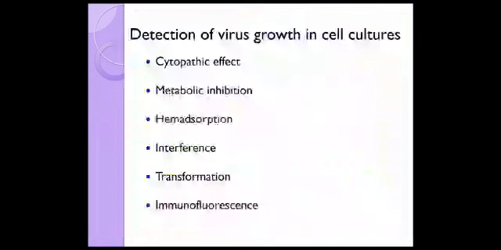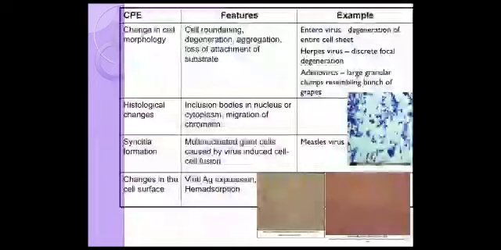So the various methods for detection of viral growth in cell cultures are cytopathic effect, metabolic inhibition, heme adsorption, interference, transformation, and immunofluorescence. Cytopathic effect is a change in the cell line which you have used, that is, you are comparing an uninoculated monolayer cell line versus the one which you have inoculated with a sample containing a suspected virus. So to give you a few examples of the cytopathic effect which some viruses have.